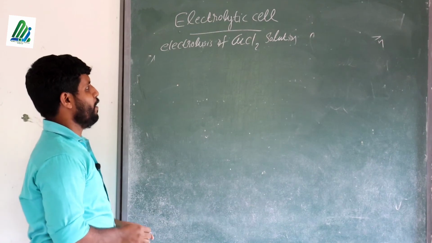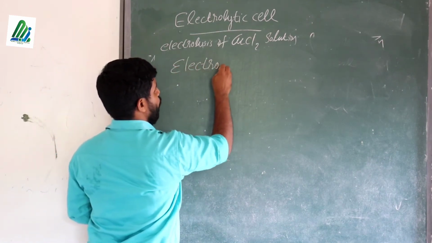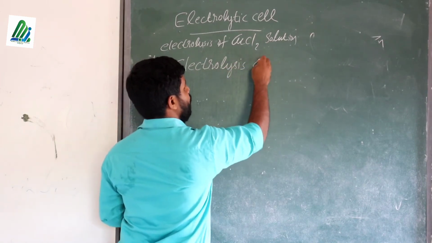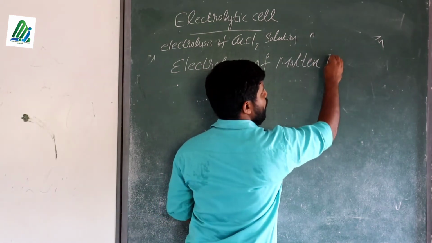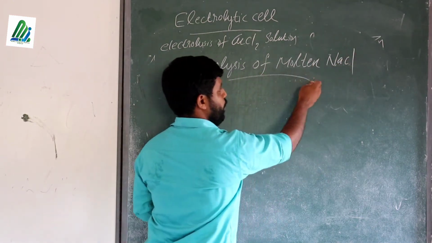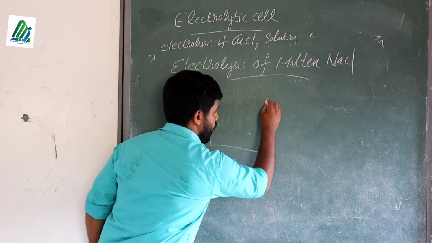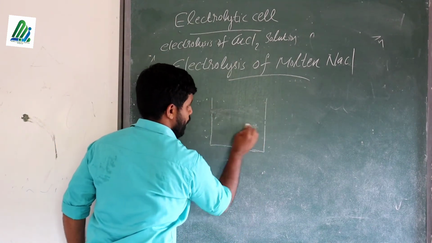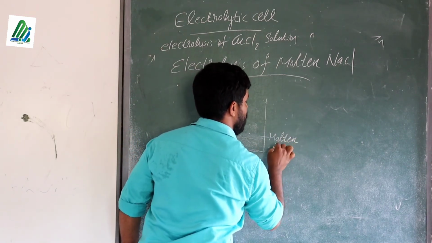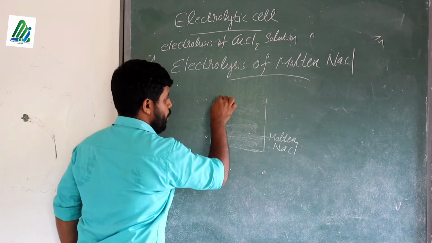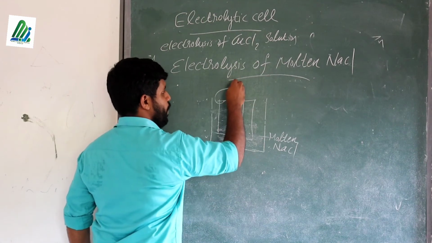It is the electrolysis of molten sodium chloride, common salt. How can you do that? The beaker contains molten sodium chloride, and two electrodes, graphite or platinum, are dipped in it and connected with a battery.